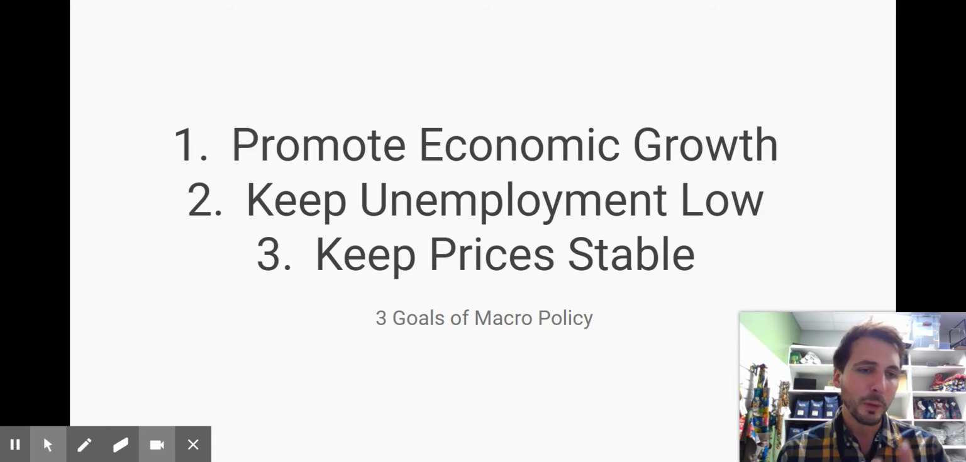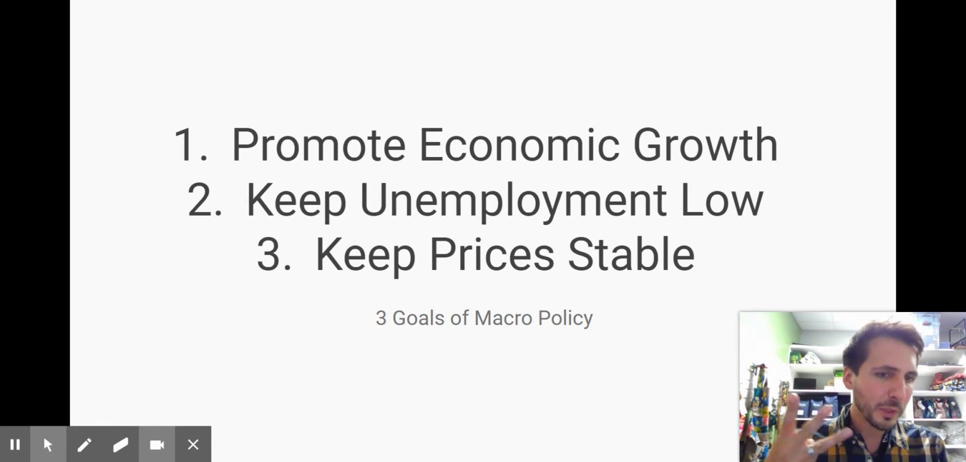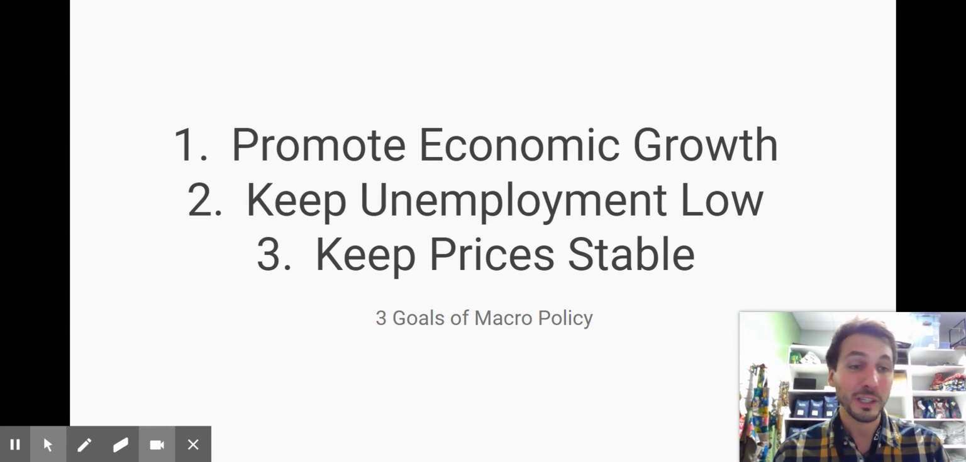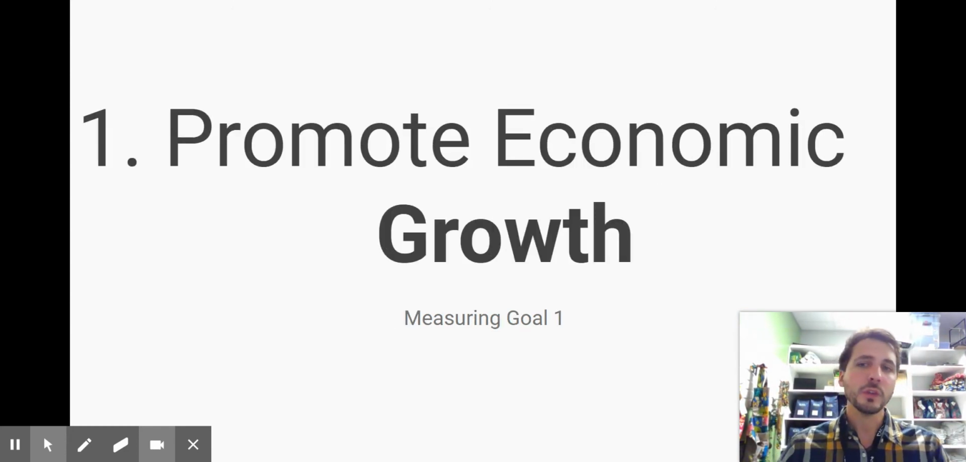And then third, we want to keep prices stable. Price inflation actually has the potential to completely destroy an economy because now the income I made is worth less money than it was before. So I can buy fewer goods and services. So we try to keep these three things in balance. And this is exactly what we're trying to do right now in our economy. So let's focus on promoting economic growth first.